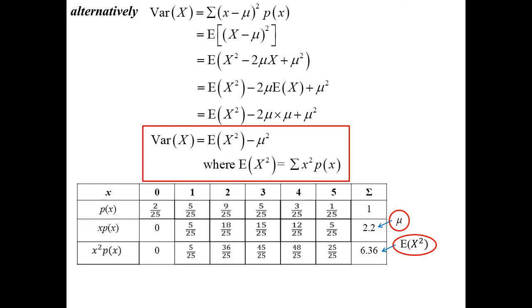So to work out the variance, the expected value of x squared minus the average squared. And there it is, 1.52. That's it. I think that's the best way of doing it.